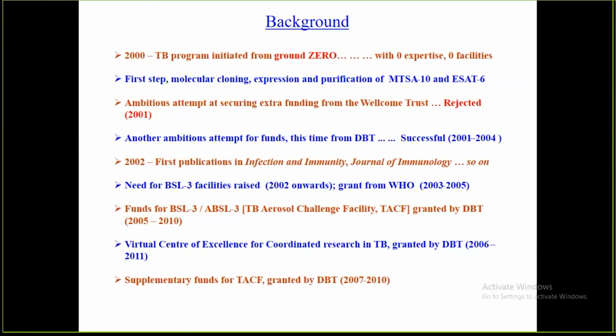And with two very good comments. The comments were that you don't have the expertise, you have no background in tuberculosis. But the more serious objection is that you also don't have any facilities to carry out any work related to handling live MTB. So you can imagine this. This was a block there.